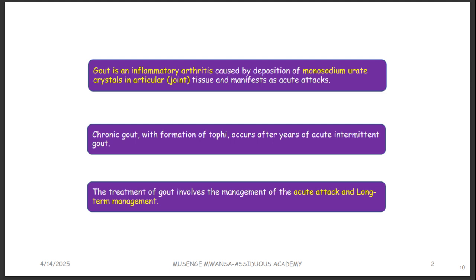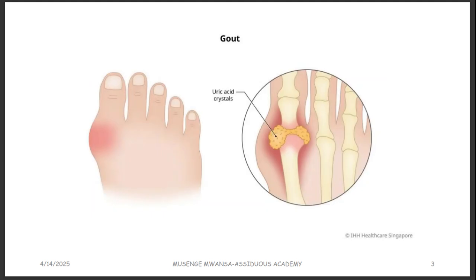The treatment of gout involves the management of the acute attack and also long-term management. Because if, let's say for example, someone has come to the hospital and they are failing to breathe, before you can start thinking about stopping the big condition, you first help them at that particular time to breathe. So that's the same way. Someone has come with an acute attack. First, help them with that acute attack so that they can be relieved as you look for a permanent solution for what might cause that.